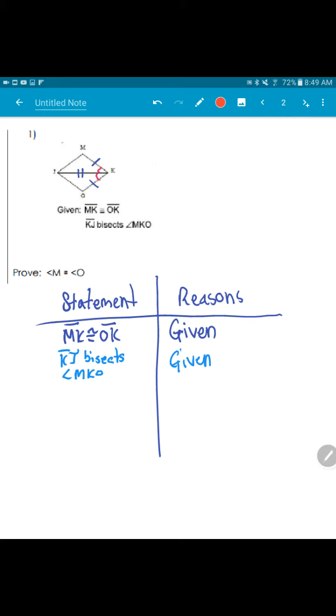So we can't just put given that angle MKJ is congruent to angle OKJ. We've got to actually say how we knew it. So let's write it again. Angle MKJ is congruent to angle OKJ. Now the reason we actually knew that was this word here, bisects. So we can say that it's the definition of an angle bisector. That's why you knew it.